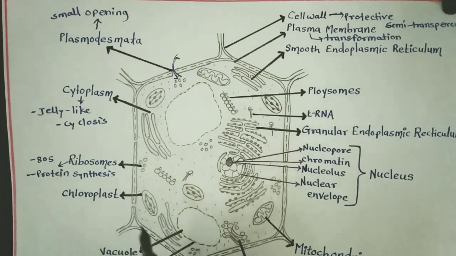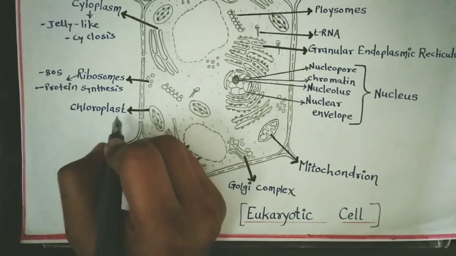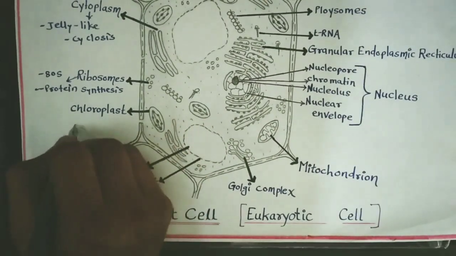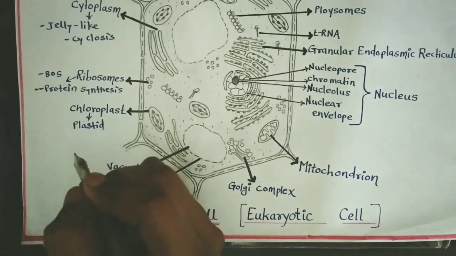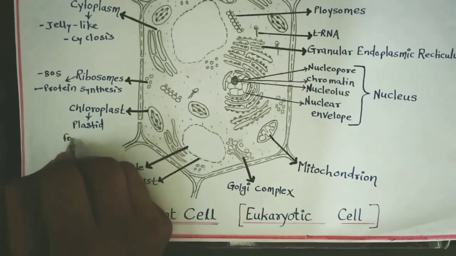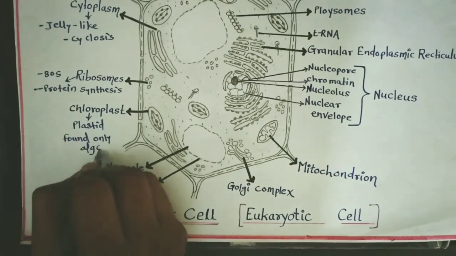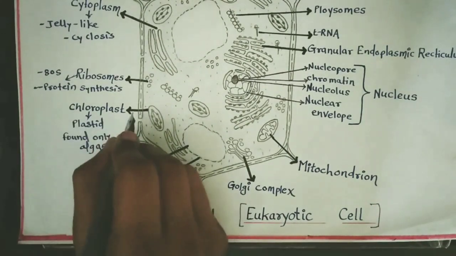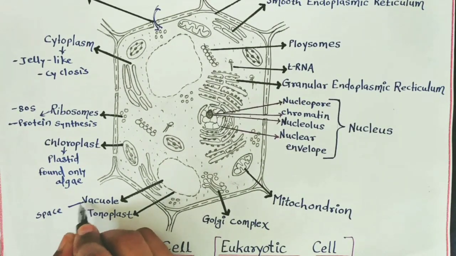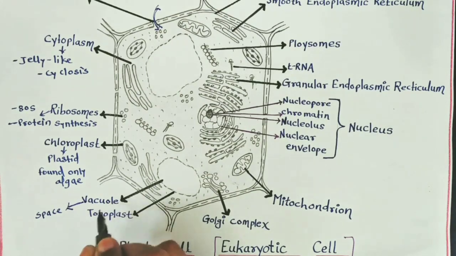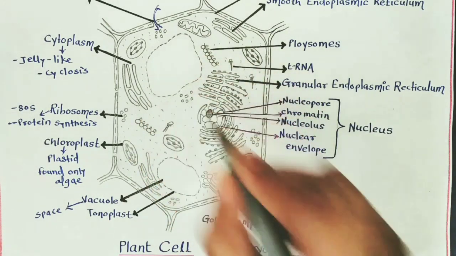So the next point is the chloroplast. The chloroplast is a type of plastid. The plastid is found only in plant and algal cells. The chloroplast is the site of photosynthesis and it stores food material in the form of starch. So this is all about the chloroplast. The next point is the vacuole. Vacuoles are membrane-bounded, fluid-filled spaces present in a eukaryotic cell. Vacuoles are bounded by a single unit membrane called the tonoplast.